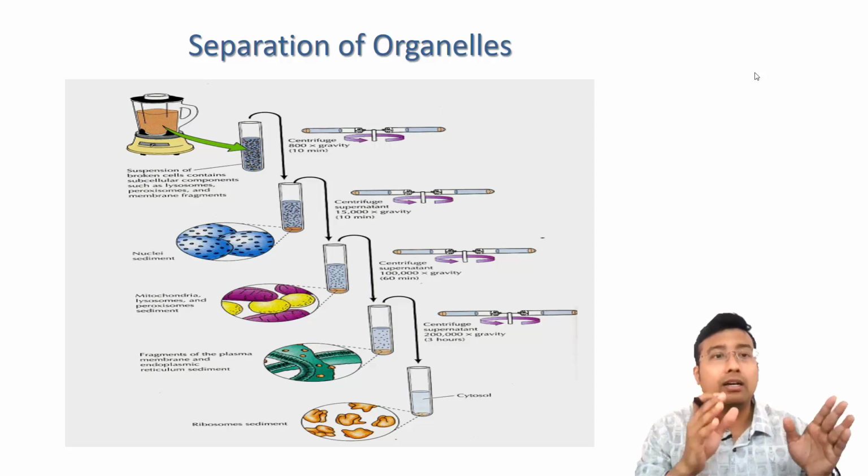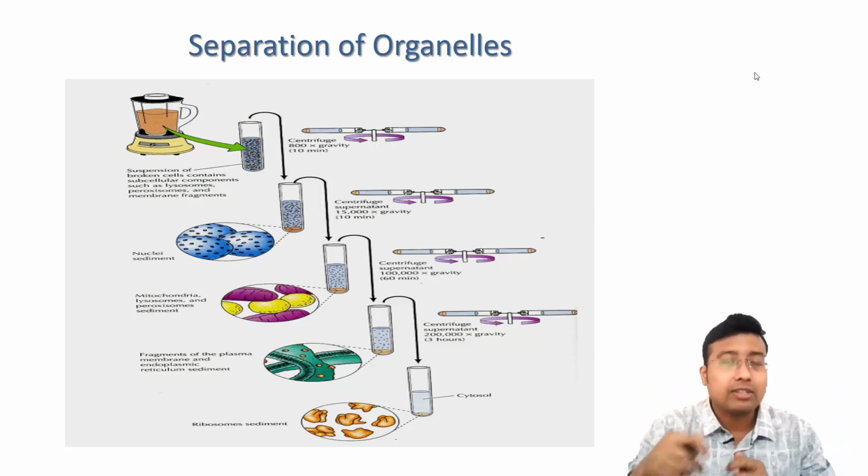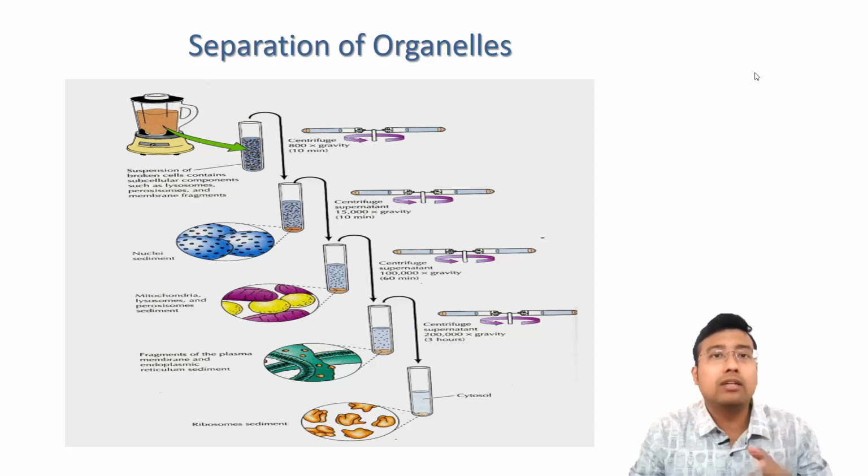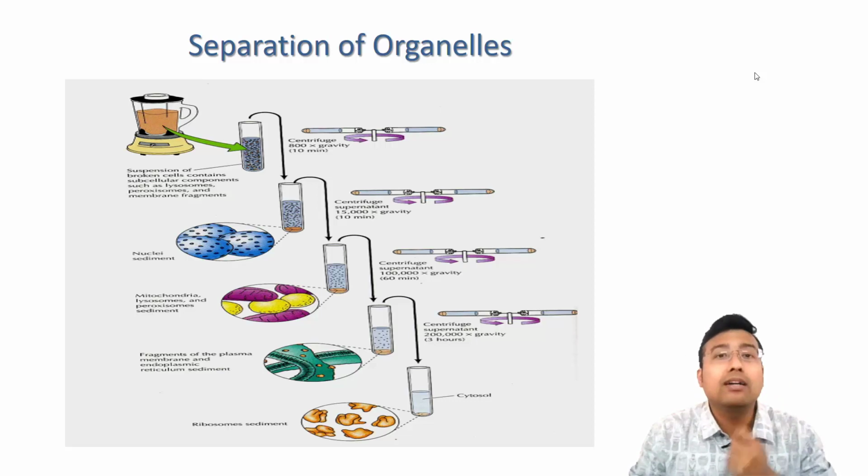I'll be showing you elaborately in a table, but this is the figure that you will find in most textbooks. That is, we take the whole cell. First we lyse the cell. Lysis means we do some technique by which the cellular membranes get ruptured, and all the organelles from the cytoplasm come inside the cellular suspension. Then we spin the total suspension in a centrifuge.